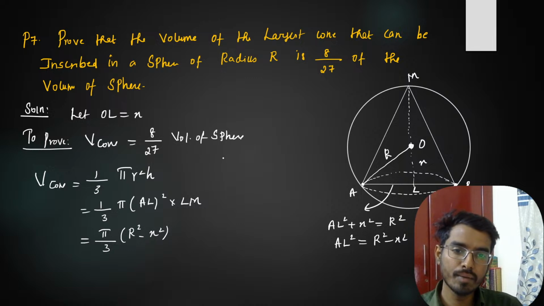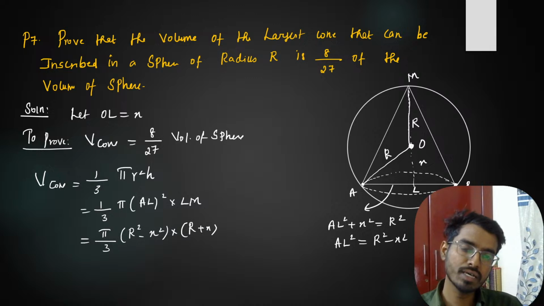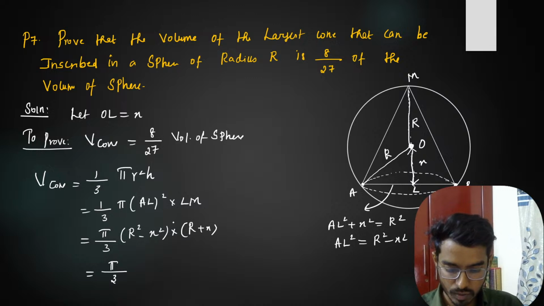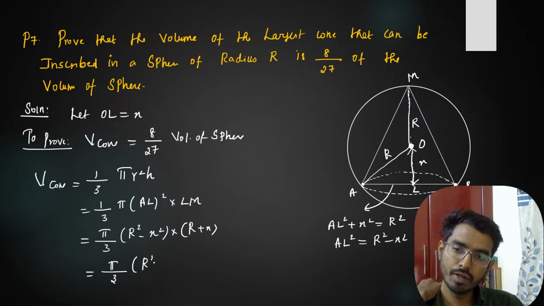And what about LM? LM is the height of the cone, right? What about this? This is also equal to r, right? Because from O to M is also radius. So x plus r. So r plus x is our LM, right? So we have volume of cone to be equal to pi by 3 times r square minus x square times r plus x. So we need to maximize this volume.